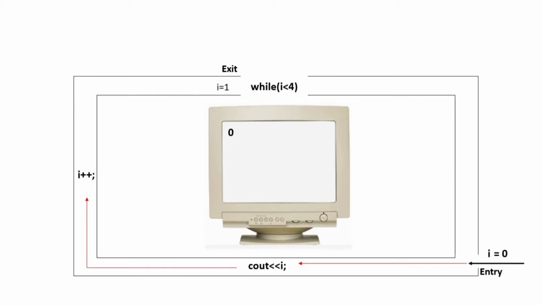After that, we are checking the condition. We are checking the condition at the exit point of the loop, so that this loop is also called as exit control loop. Here condition is I less than 4, I is 1, 1 is less than 4. Condition is true. If the condition is true, we have to continue with the loop.